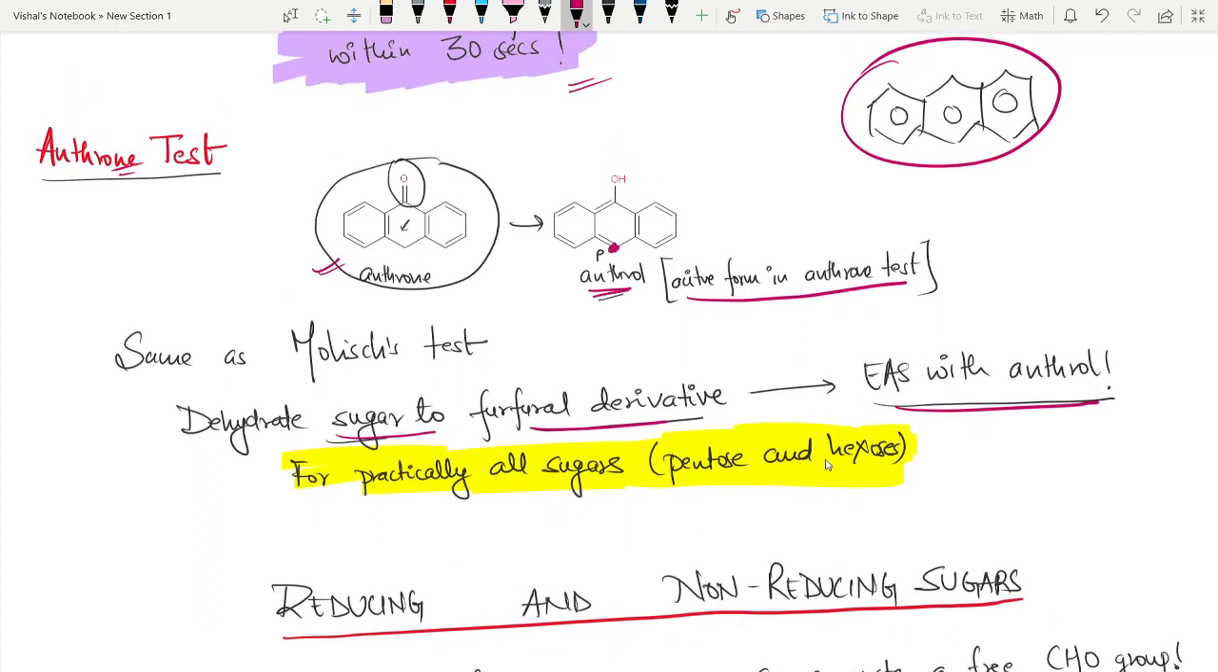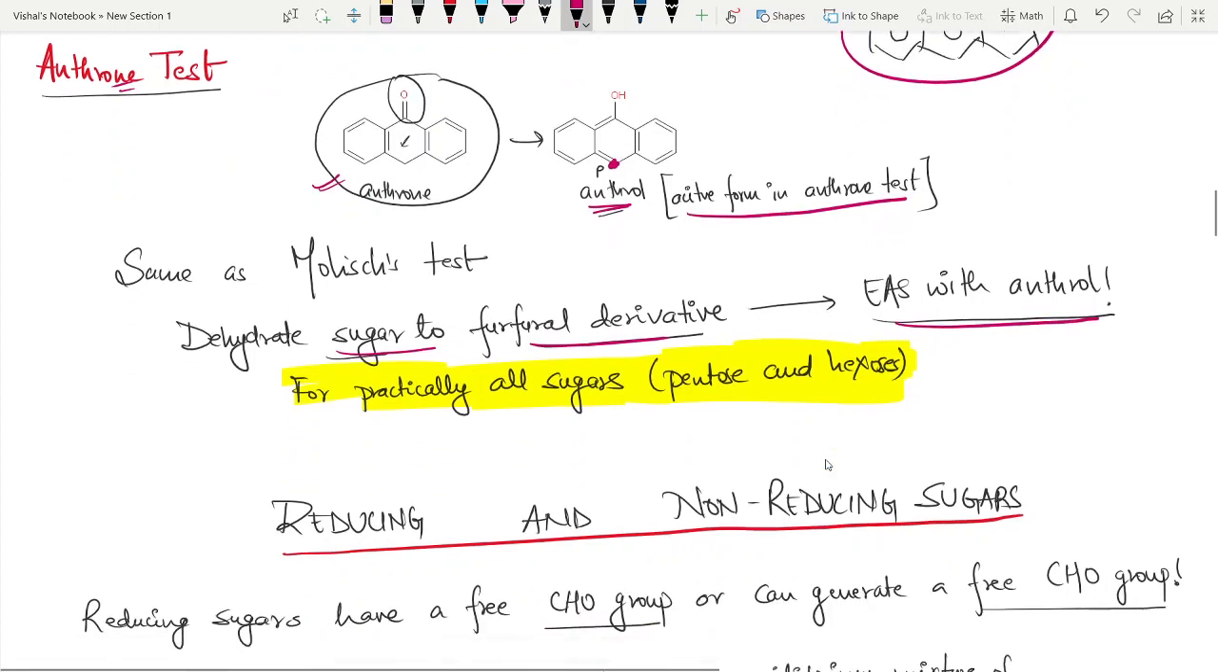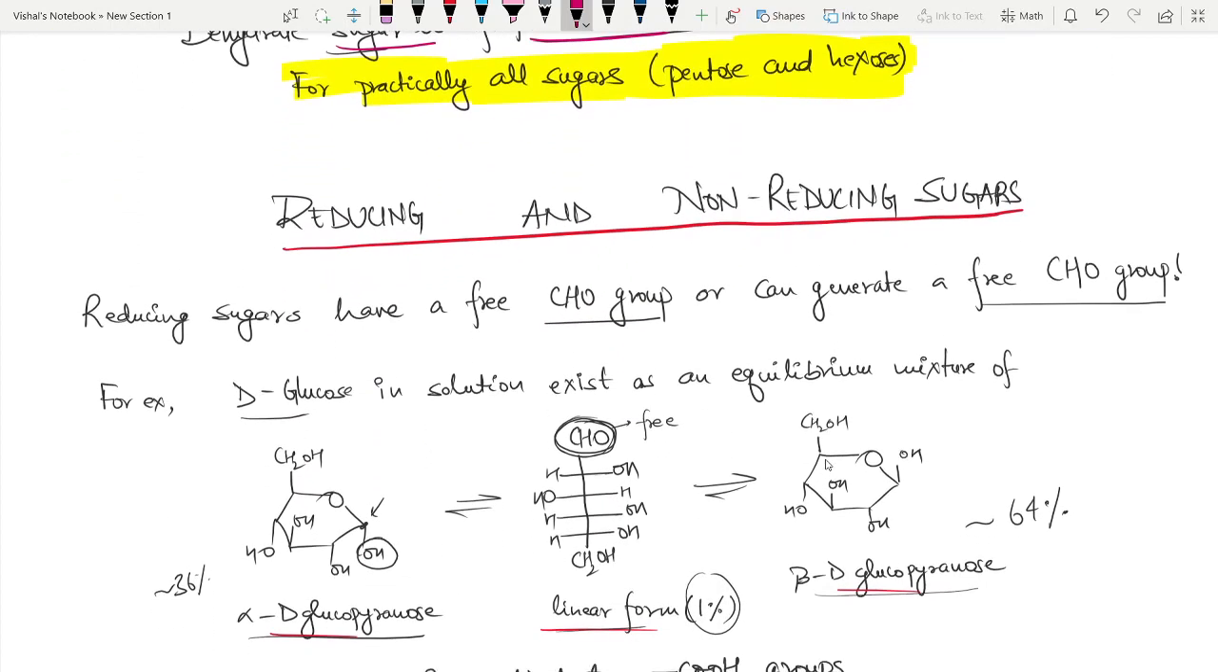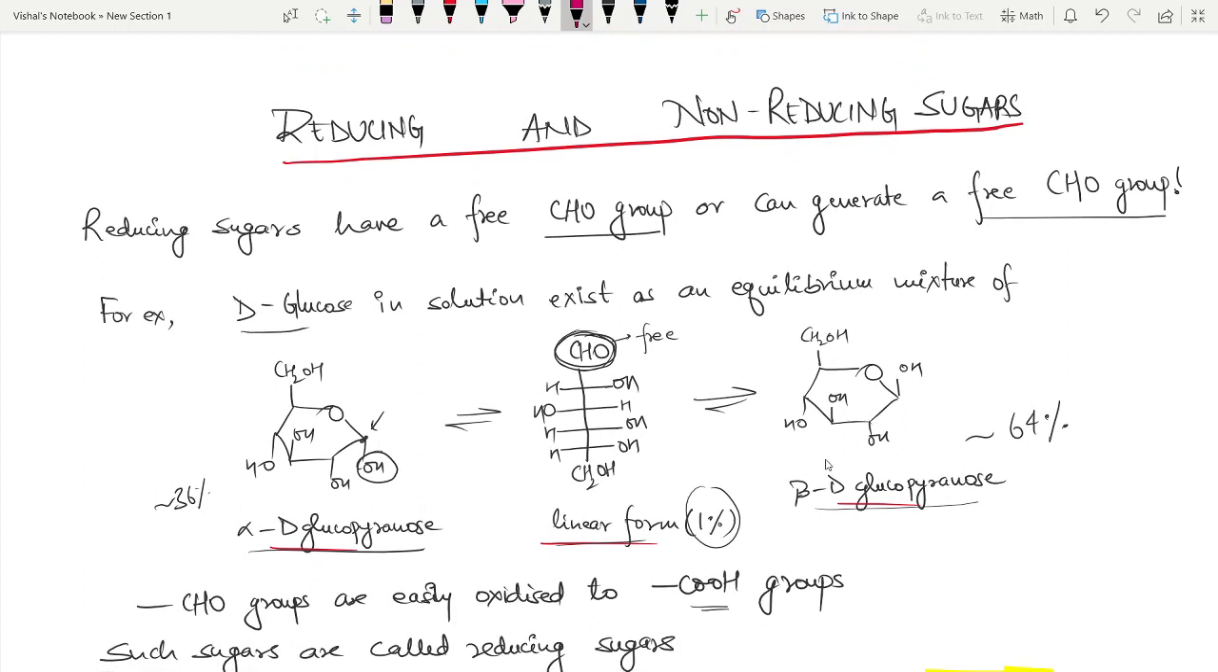Then there are some tests of carbohydrates which are based on whether the sugar or carbohydrate is reducing or non-reducing. So what is a reducing sugar? A reducing sugar should have a free CHO group, an aldehyde group, because aldehyde groups can very easily get oxidized to carboxylic acid groups. So reducing sugars should have a free CHO group, or maybe by some simple reaction they can generate a free CHO group in their molecule.